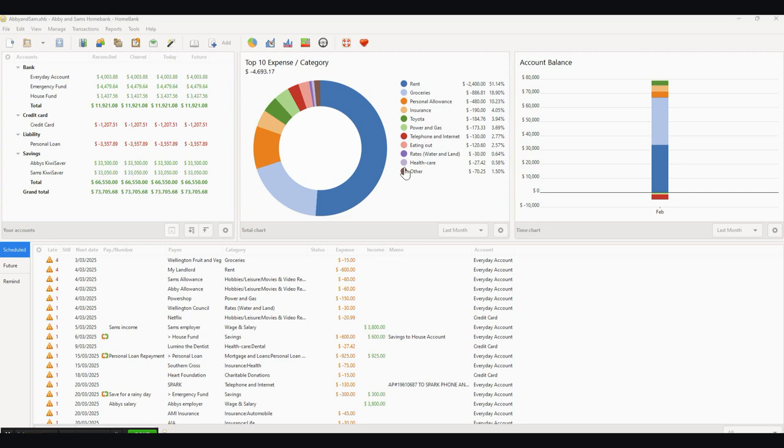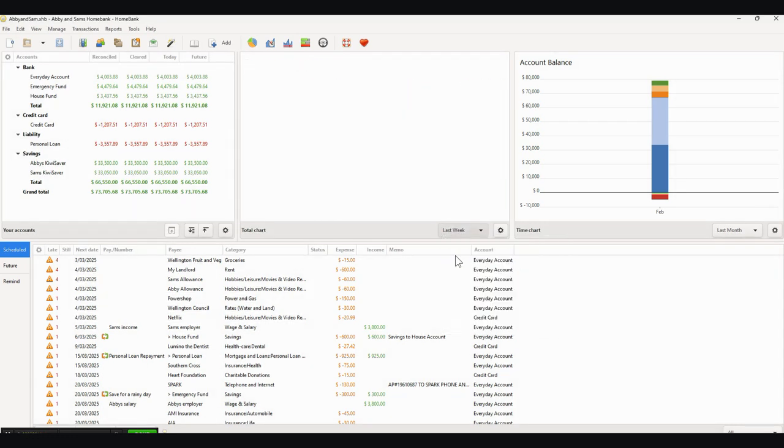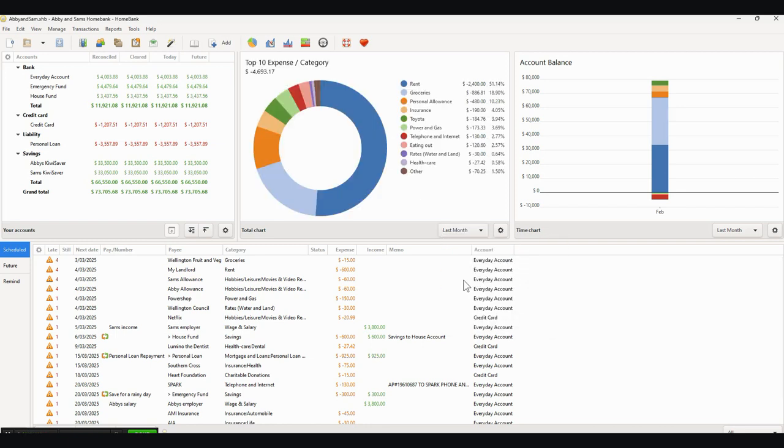Now I've also had a play around with this next one, which is your top 10 expense category. If you wanted to personalize that, you could take this right down to last week. Of course I haven't got anything in there. Let's go last month. So if I was tracking this week by week, and if you're putting all your information into Homebank on a regular basis, then you could even do this for a week, and you could even do it for a day if you're getting right down to that granular level. That means that you can then see how your different expenses are tracking.